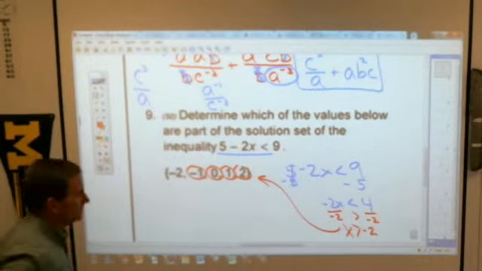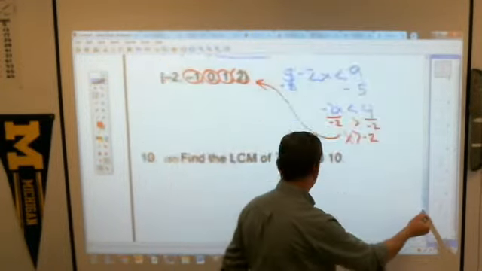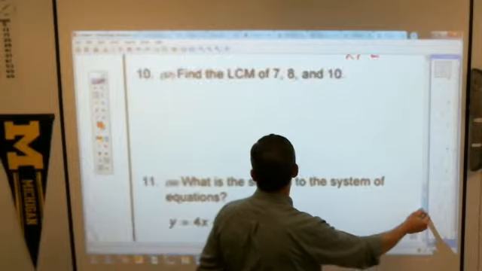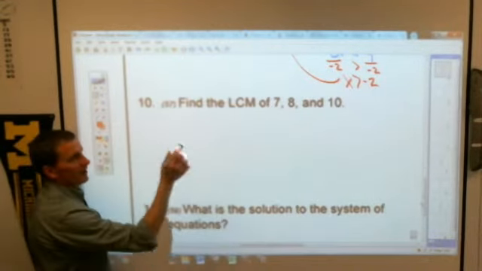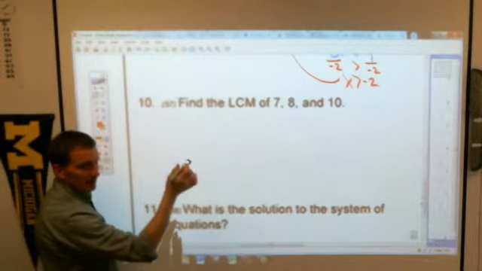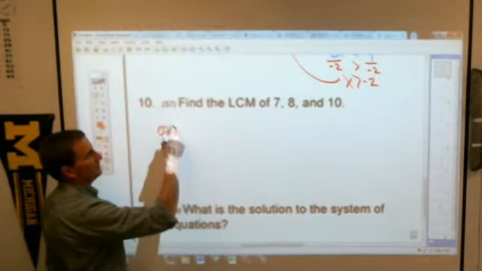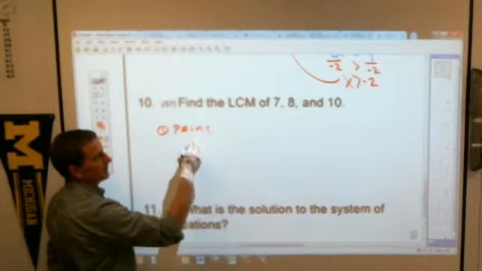Number 10. So it's good to know. First of all, don't get it mixed up with greatest common factor. It's least common multiple. Best way to do it if you've got 3 numbers like that is step 1, prime factorize.